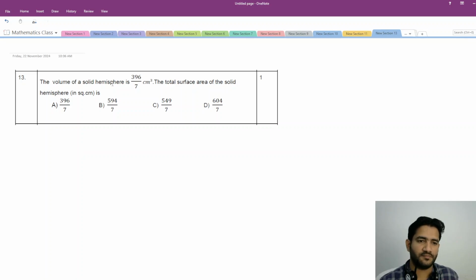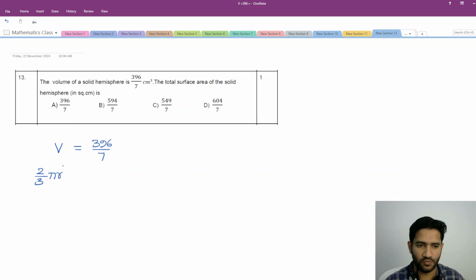Then the 13th one. The volume of a solid hemisphere is given. We need to find the total surface area. How can we find the volume of a solid hemisphere? It is given as 396 by 7. The volume of a hemisphere is 2 by 3 pi r cube. So it is given that this is equal to 396 by 7.